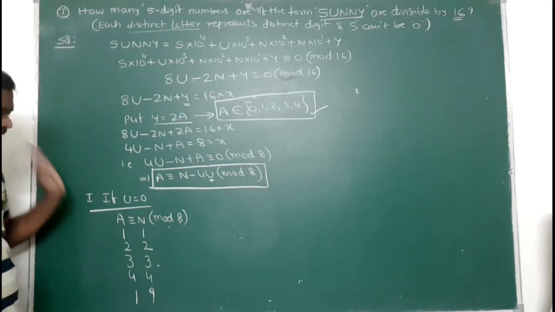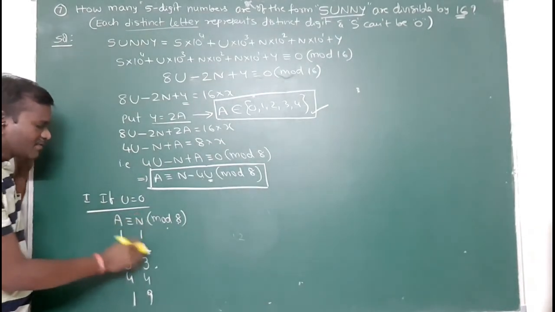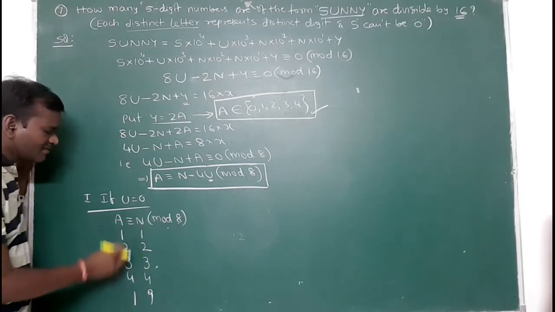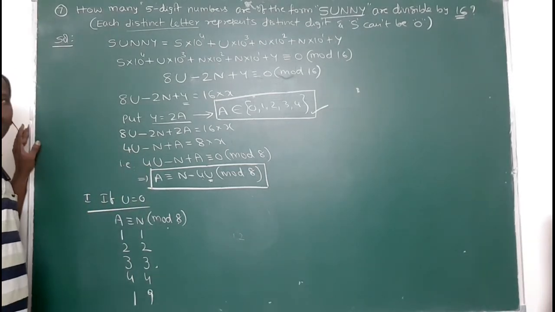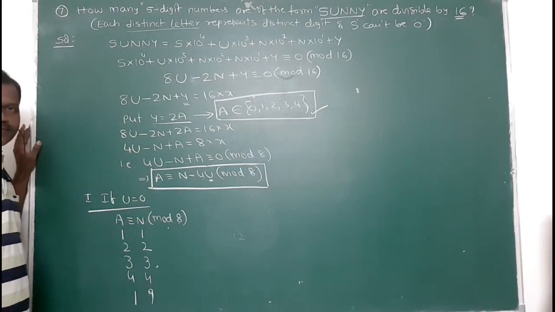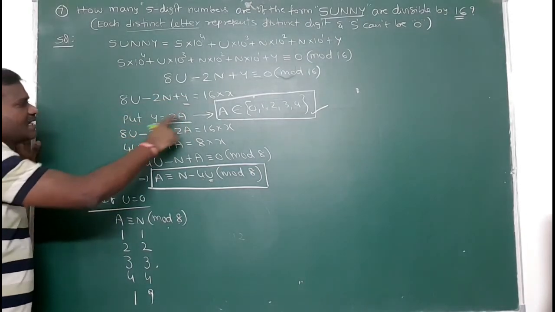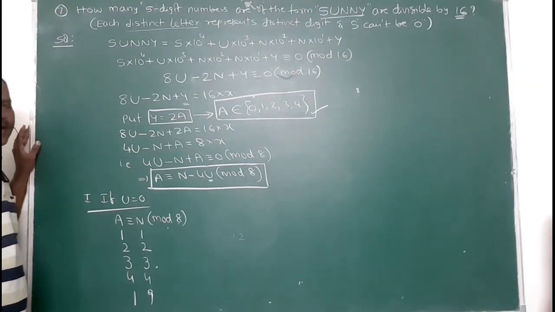So all right, these are the pairs here. N value is 1, A value is 1. N is equal to 2, A is equal to 2. N is equal to 3, A is equal to 3. N is equal to 4, A is equal to 4. N is equal to 9, A is equal to 1. Another possibility I got here. More than that one. But y is equal to what here? Y is equal to 2A.